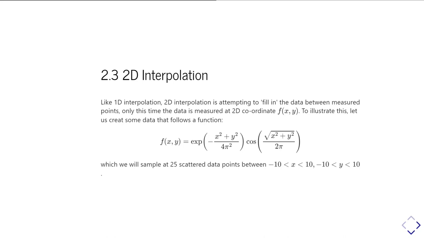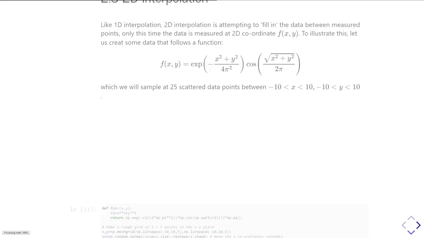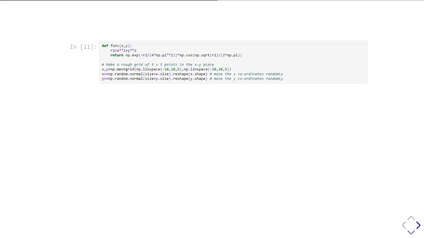So for the examples we're going to work with here, I've created a function that looks like this. This is basically a kind of peak function. It's a cosine function, which is then multiplied by an exponential. And if you look at it, it ends up as a function that decays away from zero. To start with, we're going to create some 25 data points scattered between plus or minus 10 in the xy plane. Okay, so that's our function there.